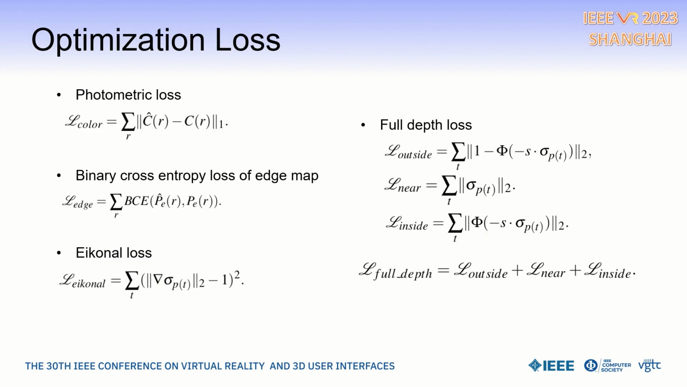Our optimization loss consists of four components. The first is photometric loss, which minimizes the difference between the observed color and rendered color. The second is binary cross-entropy loss of the edge map, which is used to model the edge information. The eikonal loss is used to constrain the radiance field. At last, the full depth loss is used to model the geometry structure of the tooth model.